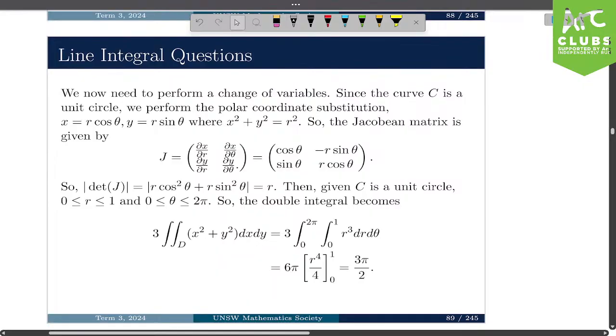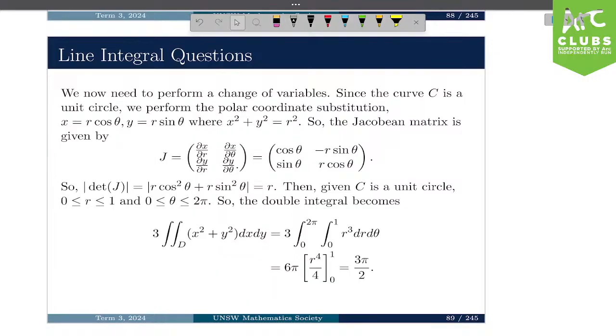Since C is a unit circle, intuitively we just perform the polar coordinate substitution. Let x equal r cos theta, y equal r sin theta, where x squared plus y squared equals r squared. To perform a change of variables, we have to compute the Jacobian determinant, which gives us r. So we know dx dy is just r dr d theta. It comes from the Jacobian. And our bounds are, since it's a unit circle, r is between 0 and 1, and we're doing a full revolution around the unit circle, so theta is between 0 and 2 pi.